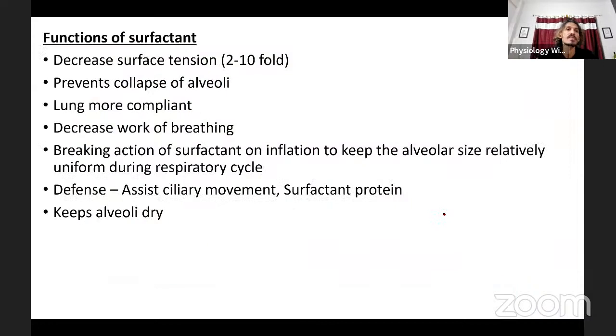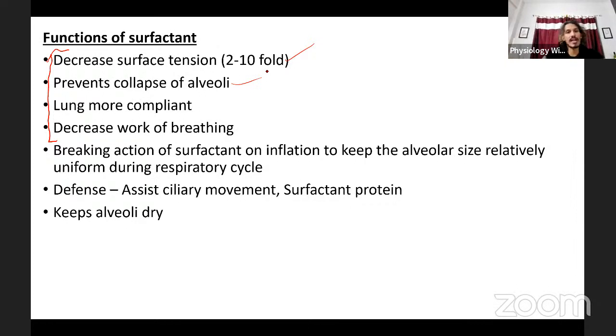Now, what are the functions of surfactant? This can come as a question by itself. Pretty simple. The first 4 points are actually one single thing, but you can write it as separate points for the sake of exams. So first thing, what is happening? There is decrease in surface tension, as we showed earlier. You can draw the diagram and explain. Around 2 to 10 fold of surface tension decreases there. So when surface tension decreases, what happens? It prevents the collapse of alveoli, Laplace law. We are talking about it.